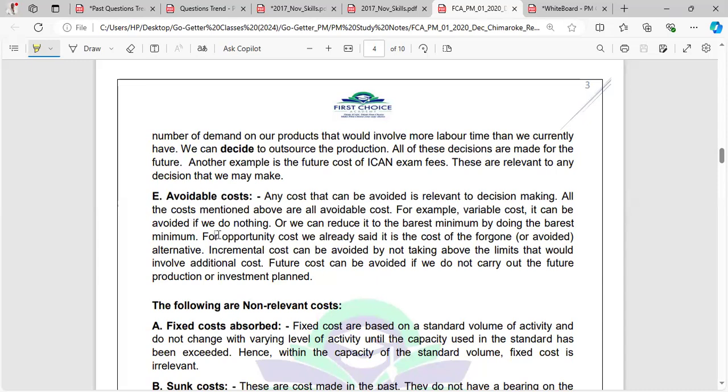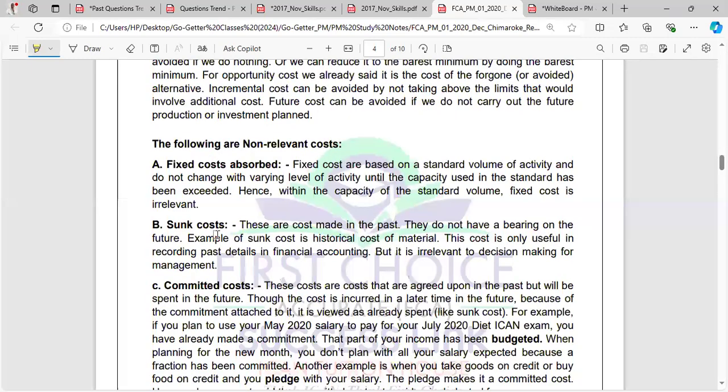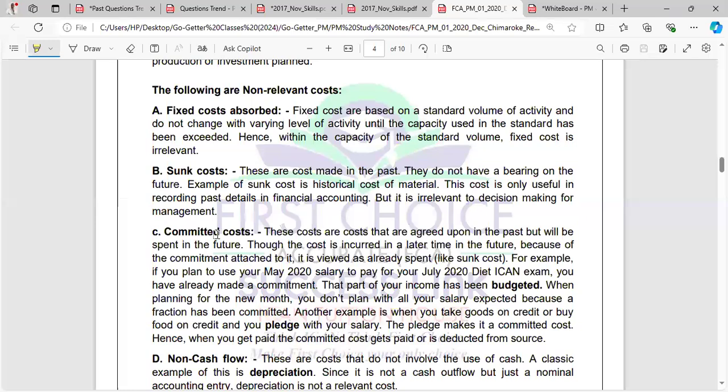Then we have the following non-relevant costs. We have fixed costs absorbed. Now, once a fixed cost is being absorbed, fixed costs, unlike variable costs, are not relevant. We cannot use fixed costs to make decisions. They're already fixed in nature. So whether we are making any decision or not, we will still spend that cost.